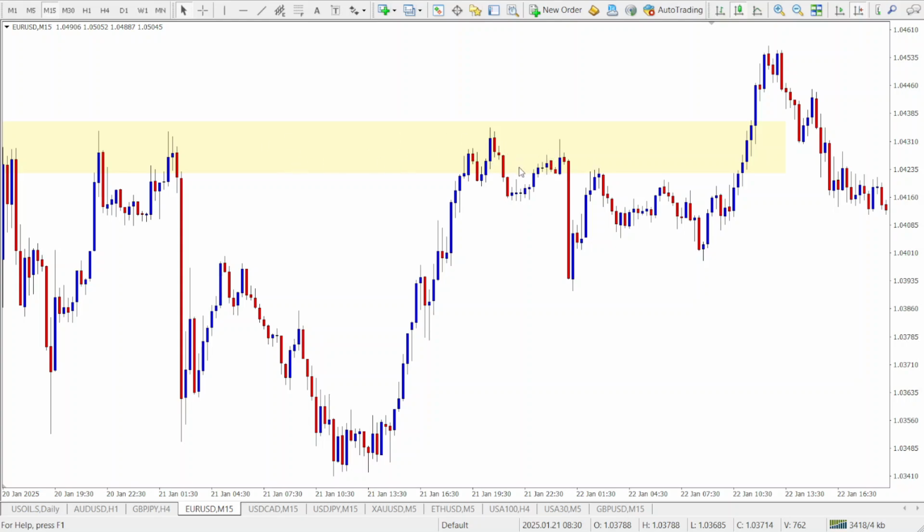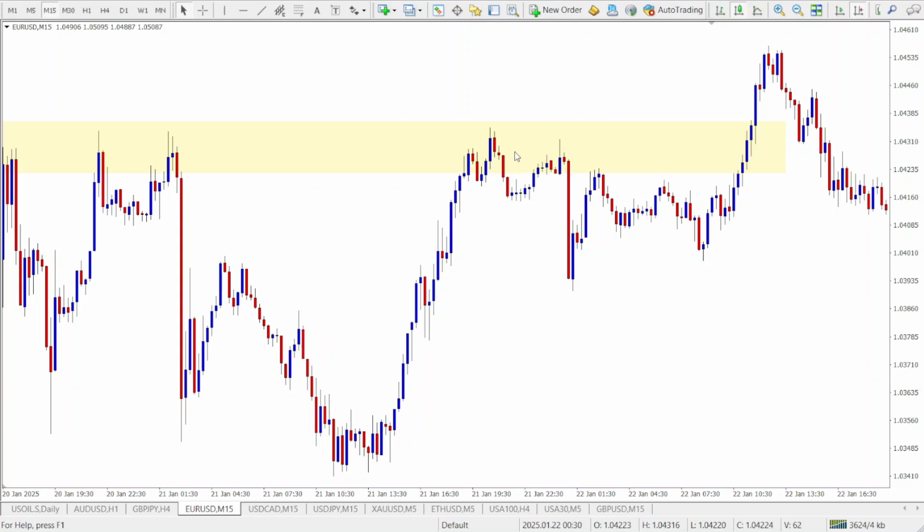So you can use a rectangle object, just like this yellow rectangle you see here, to map out the zone on your chart. Then your entries should be tight. You should have tight entries and set your stop loss even tighter, for scalping, because we're talking about scalping.